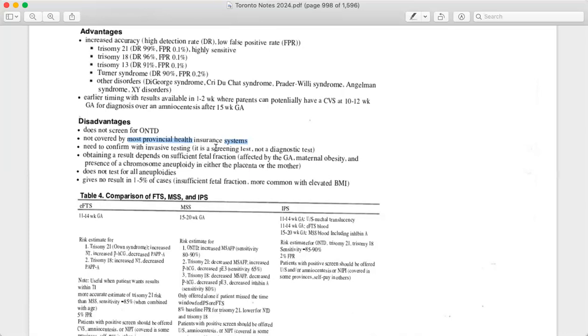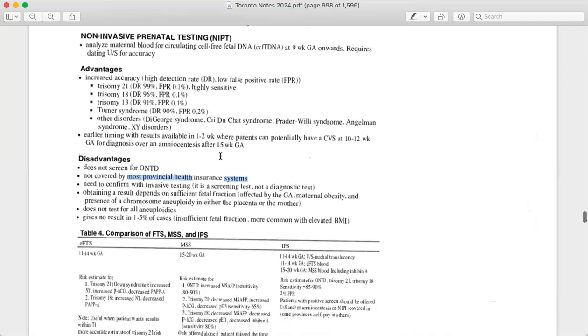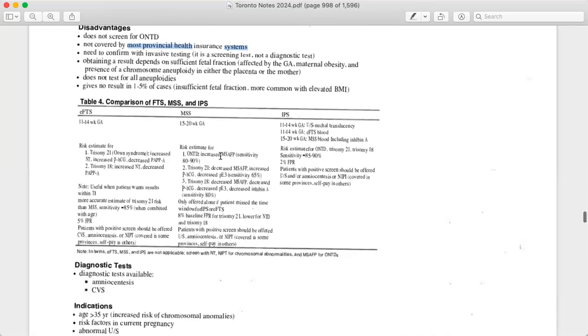Need to confirm with invasive testing, CVS and amniocentesis. They both are invasive, so it can lead towards abortion, because these are invasive ones. So this is just a screening test, NIPT, and not a diagnostic test. So just remember this one.